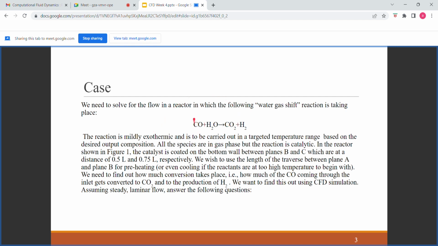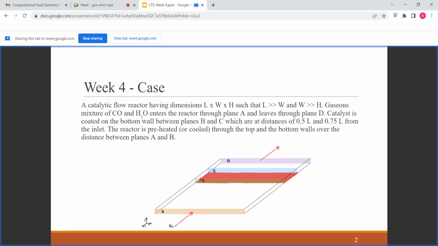All the species are in gaseous phase, but the reaction is catalytic. The catalyst is coated between planes B and C, which are at a distance of 0.5 times length and 0.75 times length, as we have seen in this figure, where the red portion in between is the catalyst.